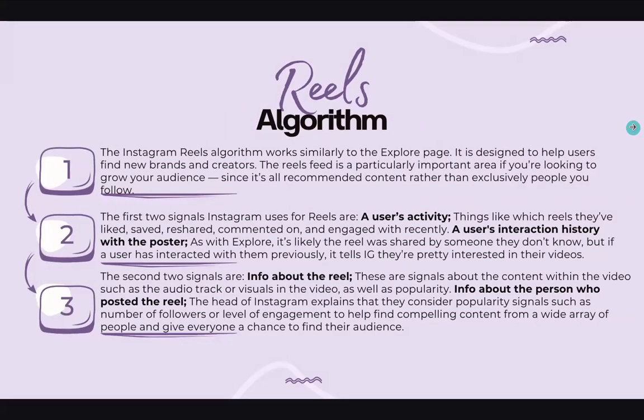And then the last algorithm is the Reels algorithm. This is going to work really similarly to the Explore page algorithm. It's designed to help users find brands, creators, new accounts, things like that, to again build that community. This is a really important area if you guys are looking to grow your audience. It's all recommended content rather than exclusively people you follow. So if you're looking through your Reels tab, it's going to just show you content that it thinks you like.